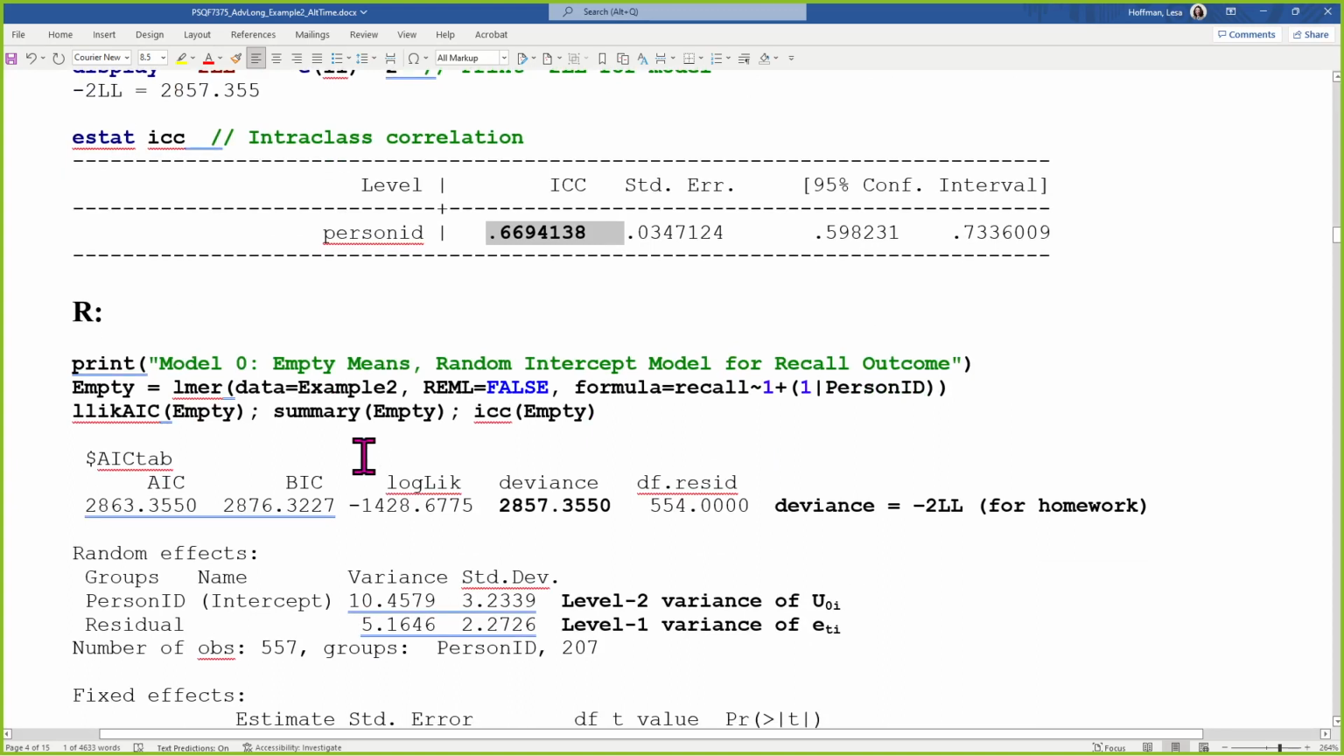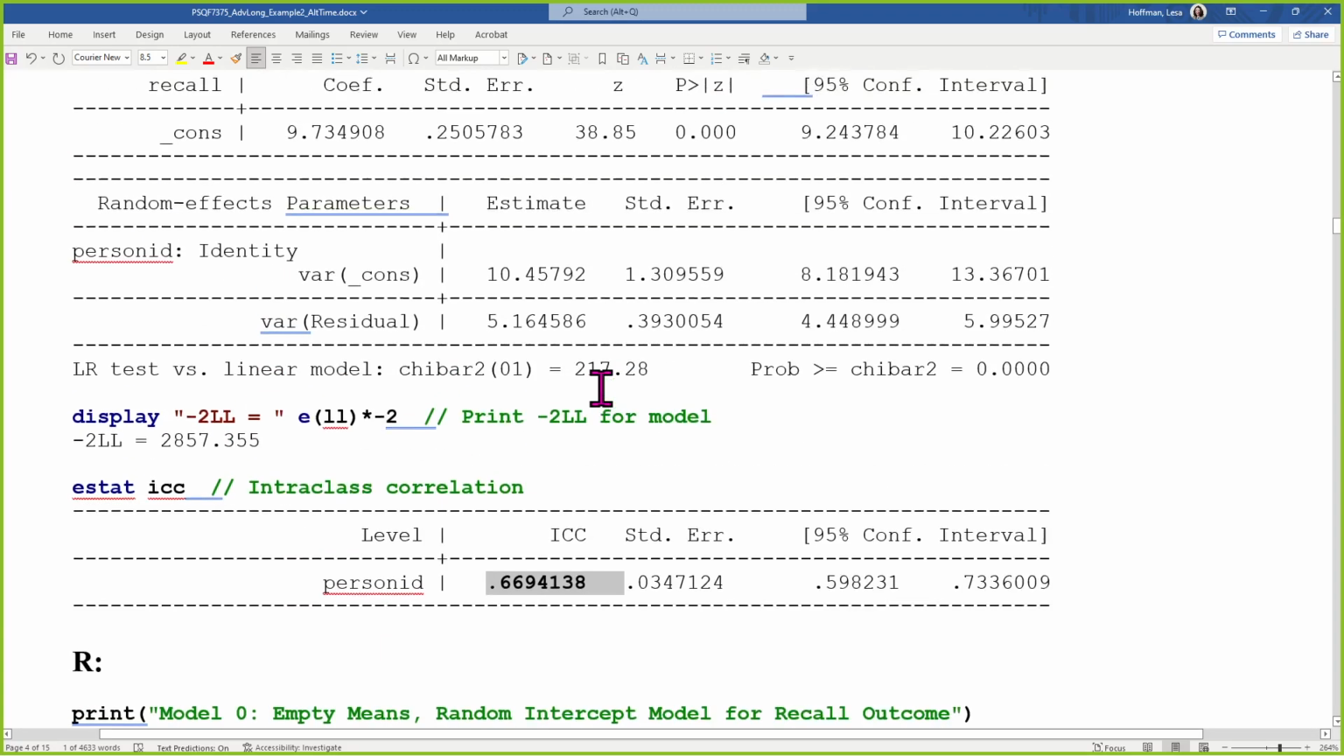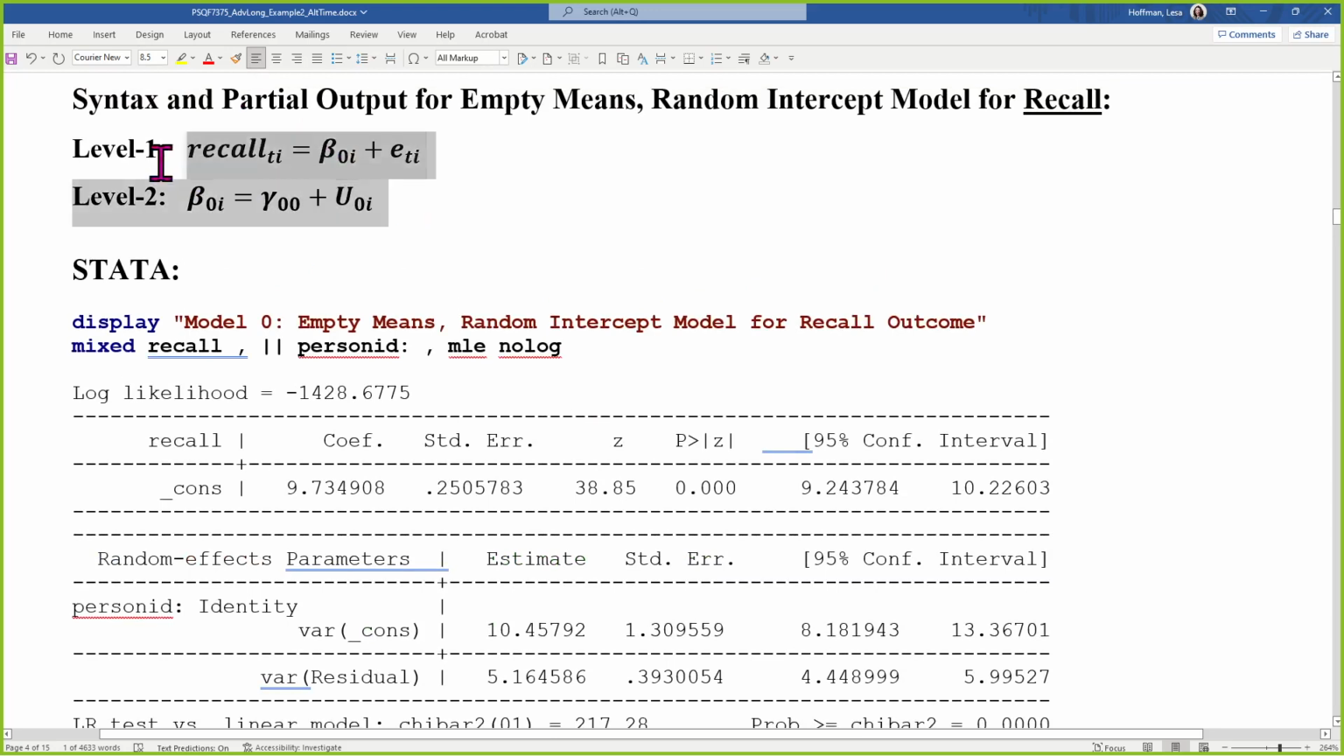That's at time 0, right? This is at no time or no age because it's not in the model yet. So this is empty. Empty. No, nothing in here but random intercept, residual, and a fixed intercept. Yep.